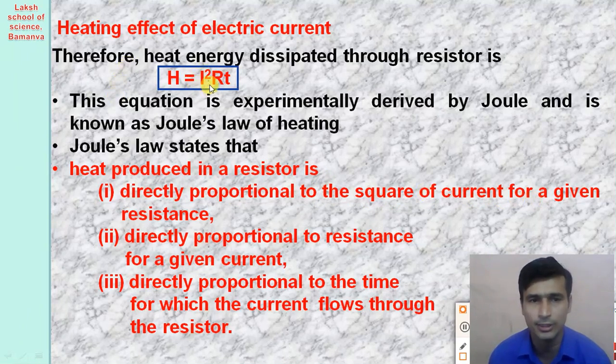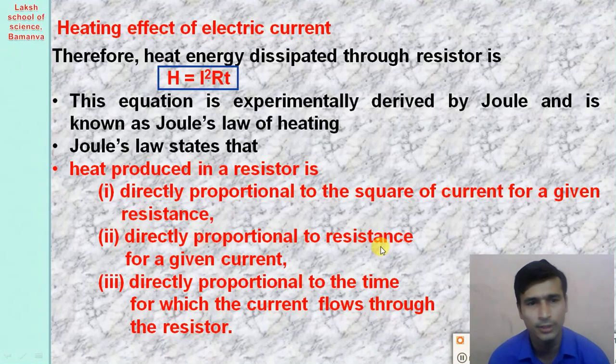So from this equation we can state that Joule states that the heat energy produced or dissipated through the resistor is directly proportional to the square of the electric current passing through it. Second, the heat energy depends on the resistance of the resistor. So heat energy dissipated through the resistor is directly proportional to the resistance of the resistor for a given current, and directly proportional to the time for which the current flows through the resistor.